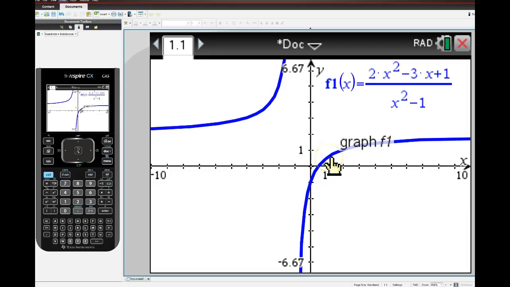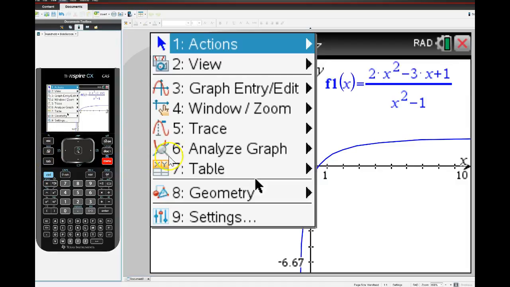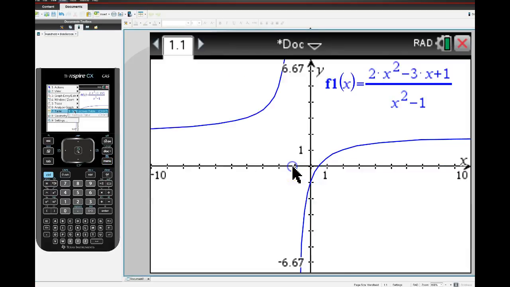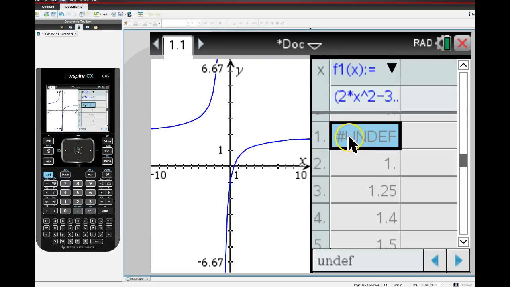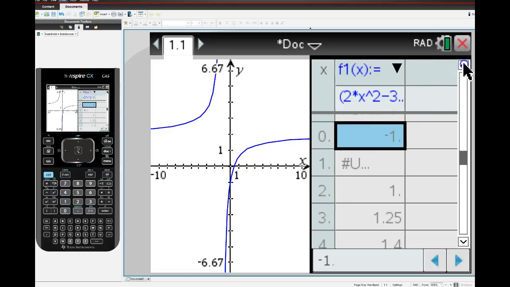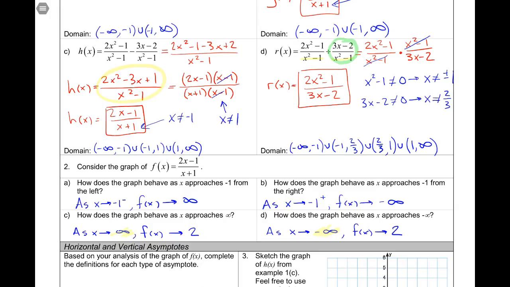I can't see anything in the graph right now. So what I'm going to do is go look at a table of values. I can do that on my calculator by going Menu, Table, and Split Screen Table. Oh, well, look at that. Look at x equals 1. The function is undefined. That's because 1 is not in the domain of our function. So to the left of x equals 1 and to the right, the function is defined, but right at x equals 1, it's undefined. So how are we going to represent that when we try to graph this thing?